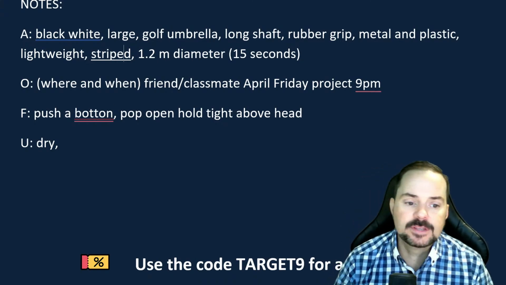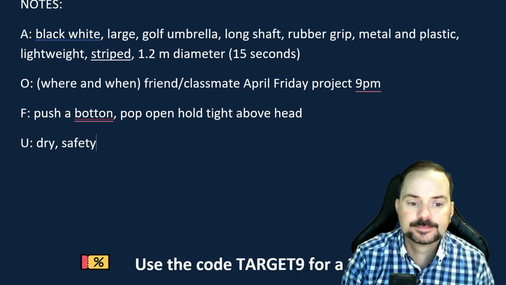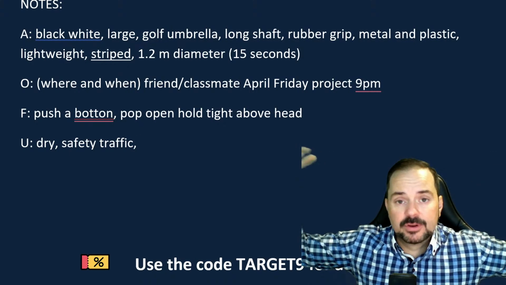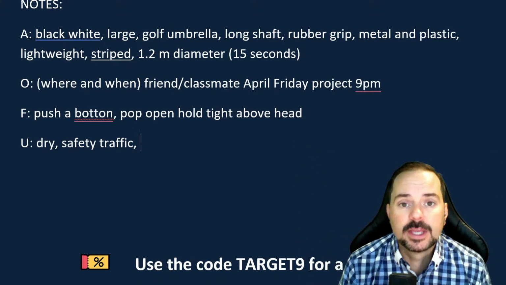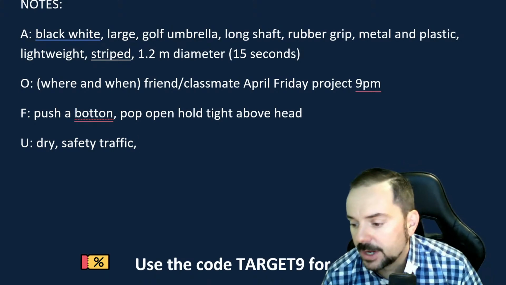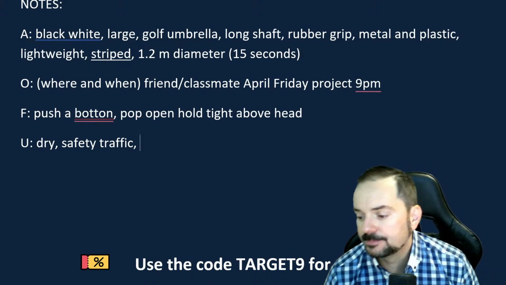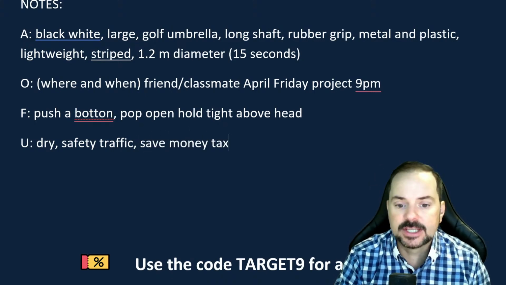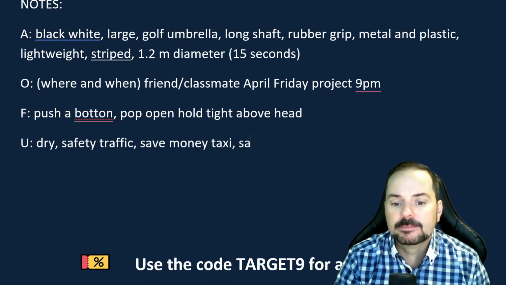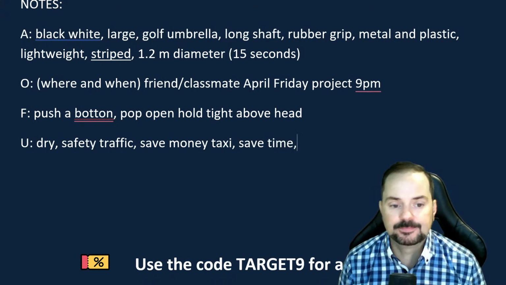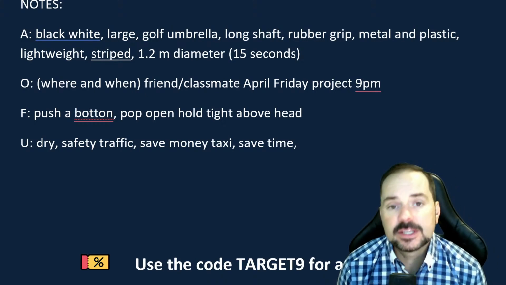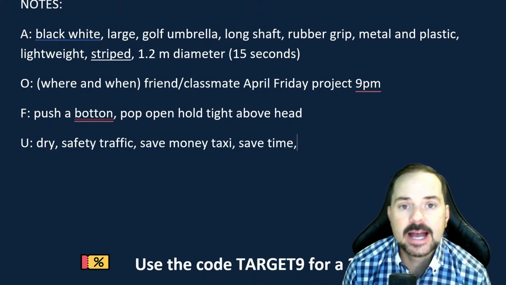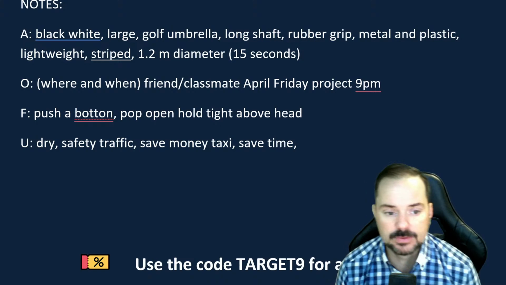Yeah, Baljit says safety, so it's safe, it's visible in traffic, right? You've got this big black and white umbrella above your head. You're a lot more visible than if you're just walking in the dark rain home, right? So safety in traffic for sure, okay, is one. Maybe save money on the taxi, right? Maybe save time. You don't have to wait for the taxi, okay? It's this kind of information that helps you to get a high band score, students. You have to be able to think outside the box, right?